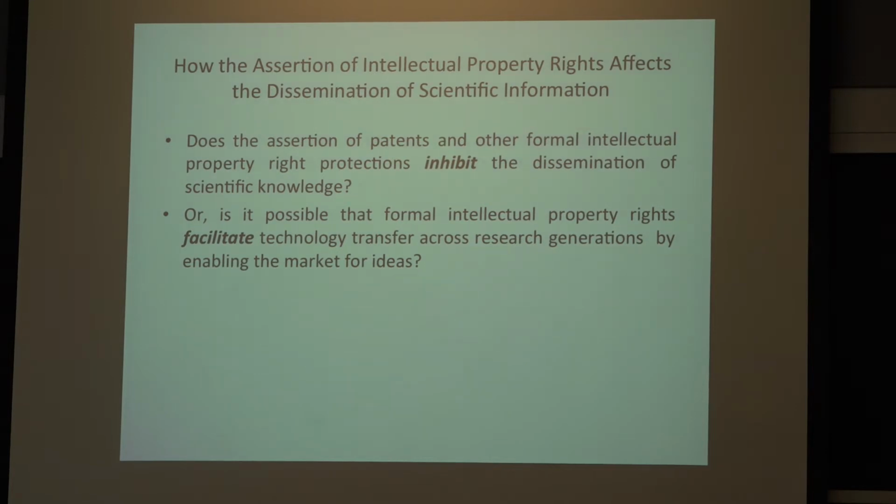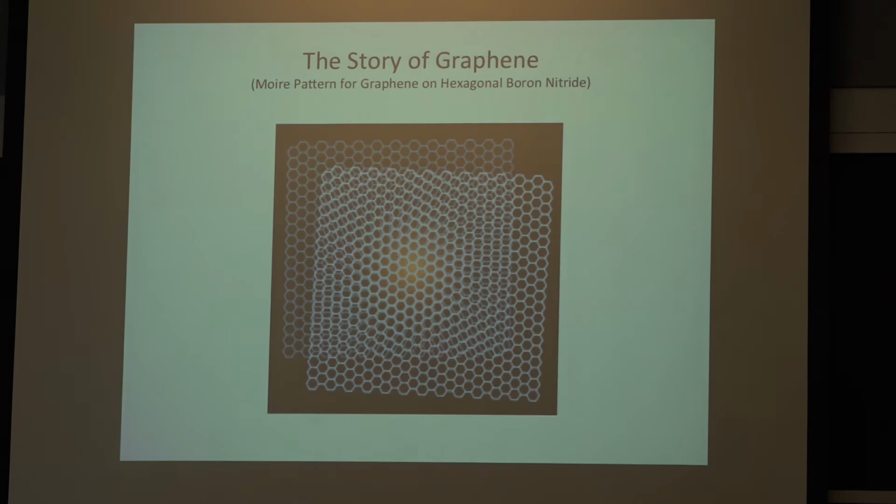Does the assertion of patents and other formal intellectual property rights inhibit the dissemination of scientific knowledge? Or is it possible that formal intellectual property rights facilitate technology transfer across research generations by enabling the market for ideas? And that brings me to the story of graphene. This is a lovely image of the moire pattern for graphene on hexagonal boron nitride, which I'm sure you all are familiar with. But I thought it was illustrative of what we're going to talk about, because graphene is really an amazing, amazing material.